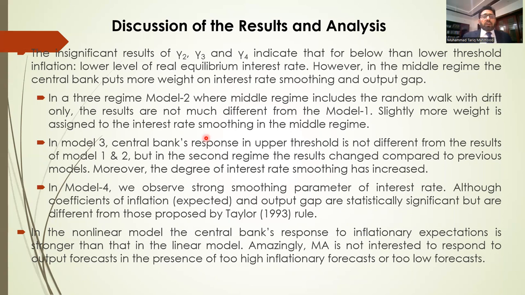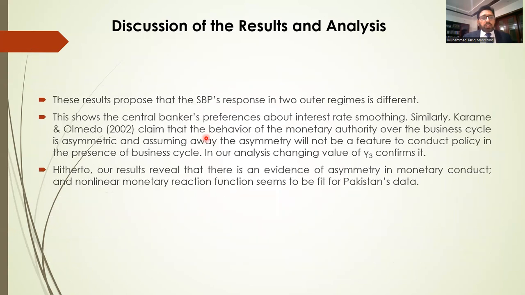The insignificant values of gamma 2, gamma 3, and gamma 4 indicate that, below the lower threshold level, the lower level of the real equilibrium rate of interest, there is, in the middle regime, the central bank puts more weight on interest rate smoothing and the output gap. So these are the generalized results which we have already discussed.